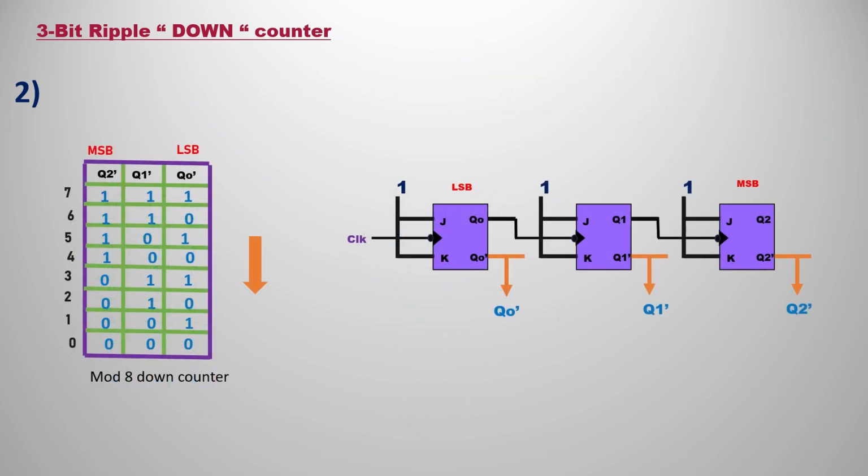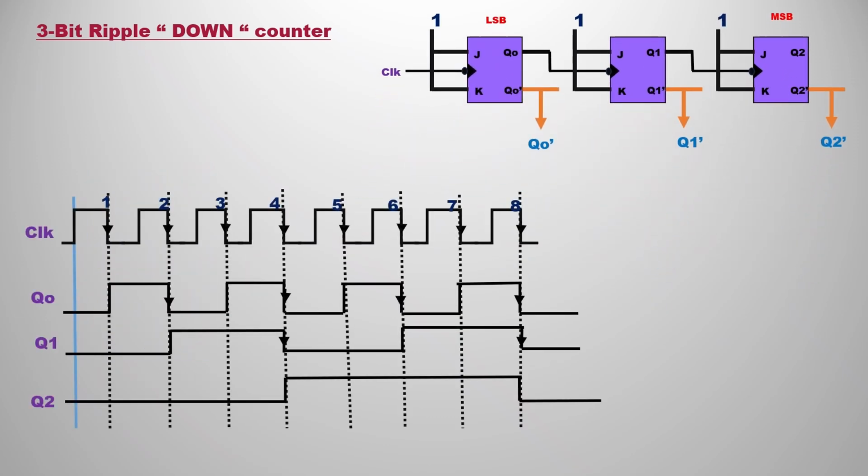Now you can observe this clearly. With the help of the second method, we can also do a timing diagram analysis to understand it much more clearly. We are taking Q0 bar, Q1 bar, Q2 bar as outputs, and in the truth table I also took them directly as Q2 bar, Q1 bar and Q0 bar. Just inverting the normal outputs gives us the inverted outputs. These are the main outputs for the down counter, starting from 7 and ending at 0.